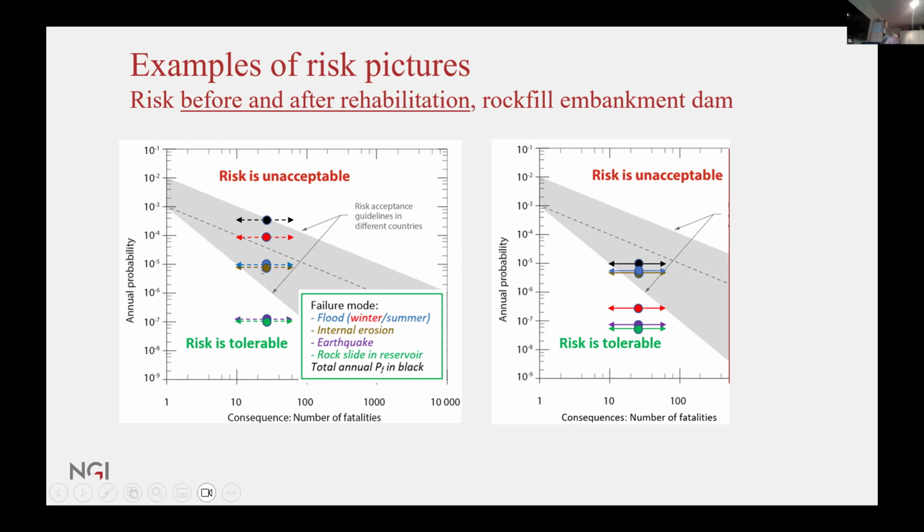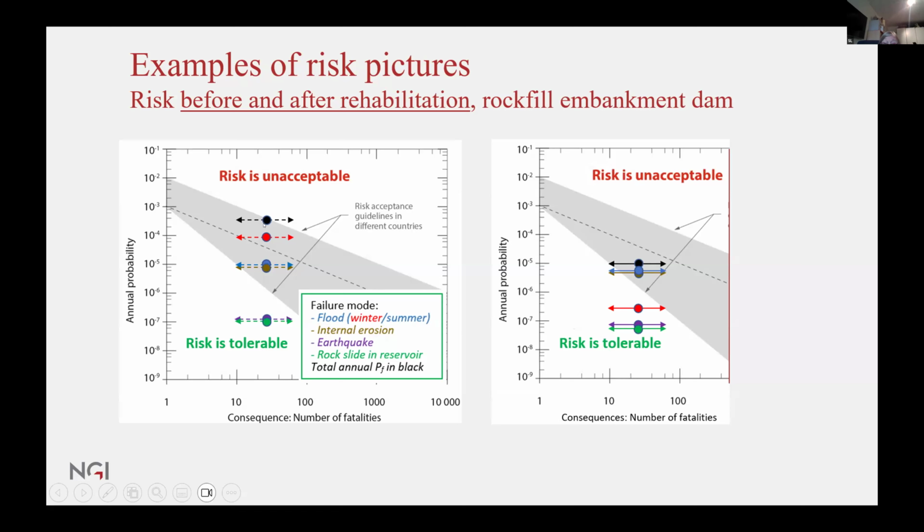We look at internal erosion, we look at an earthquake, and we look also at rock slide falling into the reservoir and causing a large wave. The black point is the sum of all the failure probabilities as the societal risk. The gray area are all the guidelines around the world for where the risk is either tolerable or unacceptable. And the average line here, the dotted, is the one that's the most used.